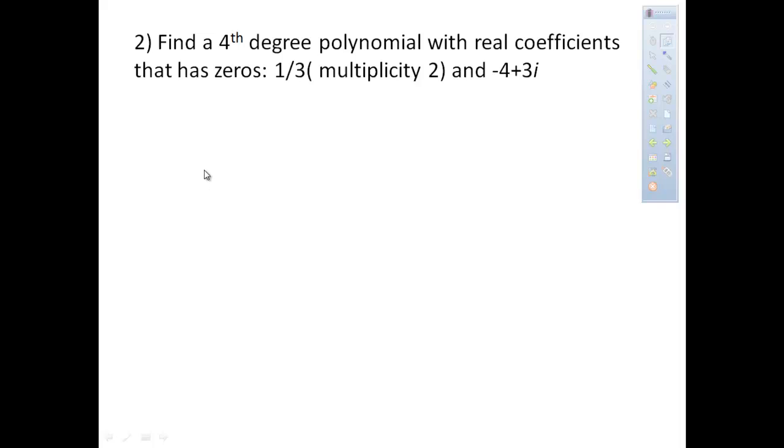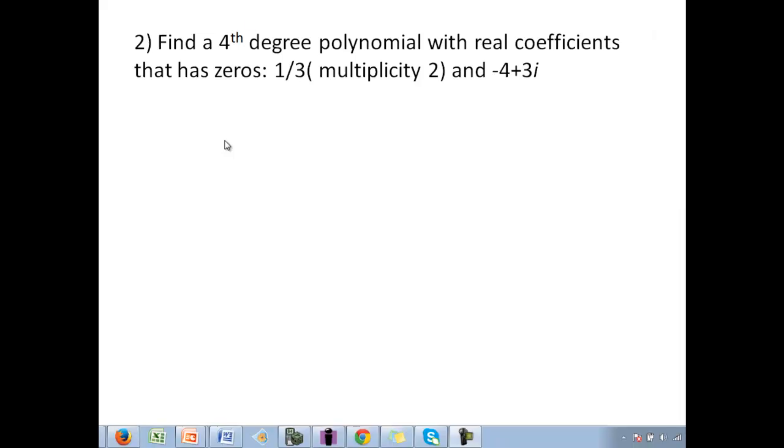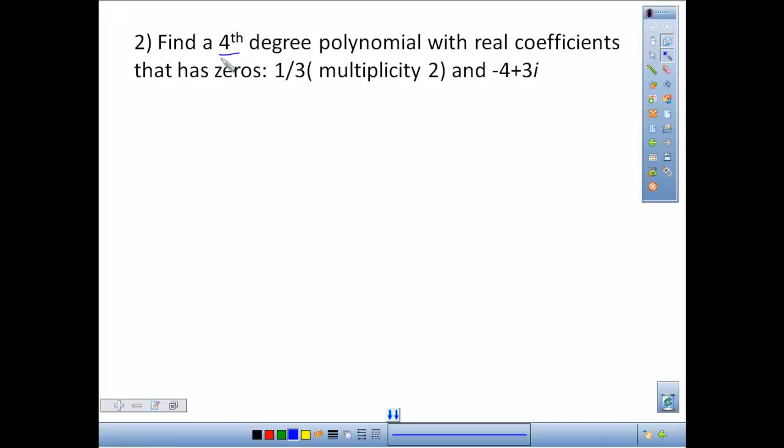What if I want to find the 4th degree polynomial with real coefficients that has zeros of 1/3 with a multiplicity of 2 and negative 4 plus 3i? So we know if it's 4th degree, there's going to be x to the 4th, and we know there's going to be 4 zeros.